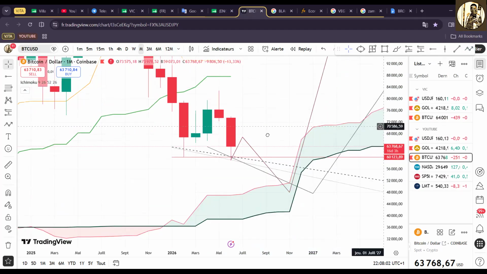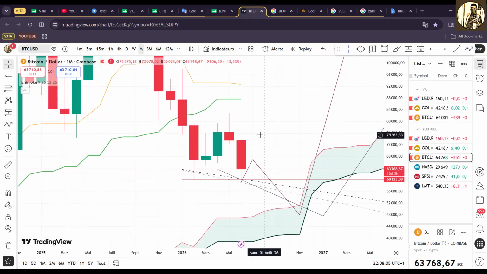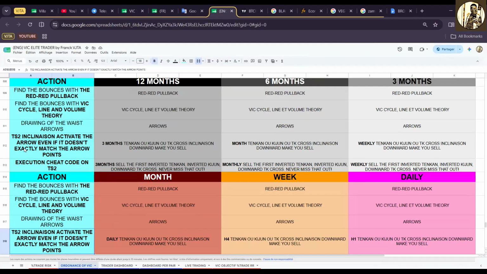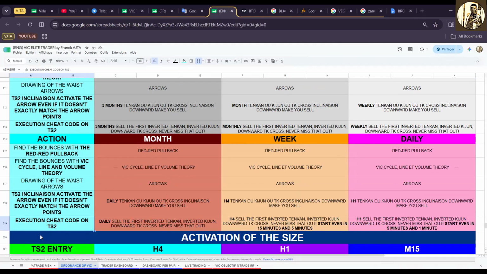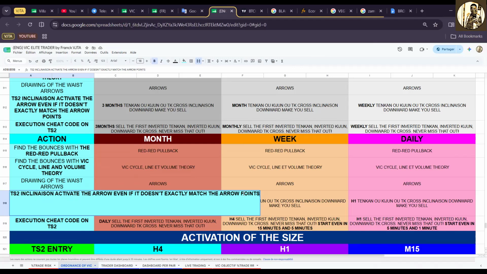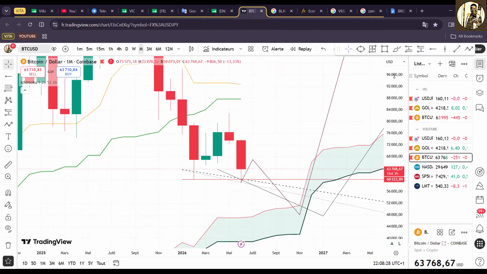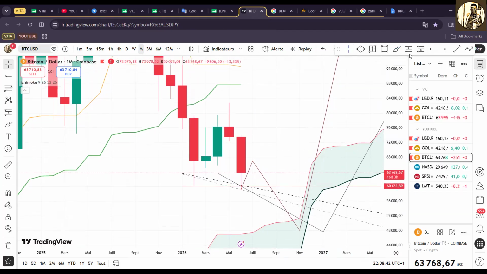Okay. So now, since we are in monthly, what I wanted to tell you is that there is what I call the TS2 inclination. You can see here that I call it activate the arrow, even if it doesn't exactly match the arrow point or the arrow node. What I call the arrow point or the arrow node is those places where normally the price must reverse, right? So what will happen is that, right?